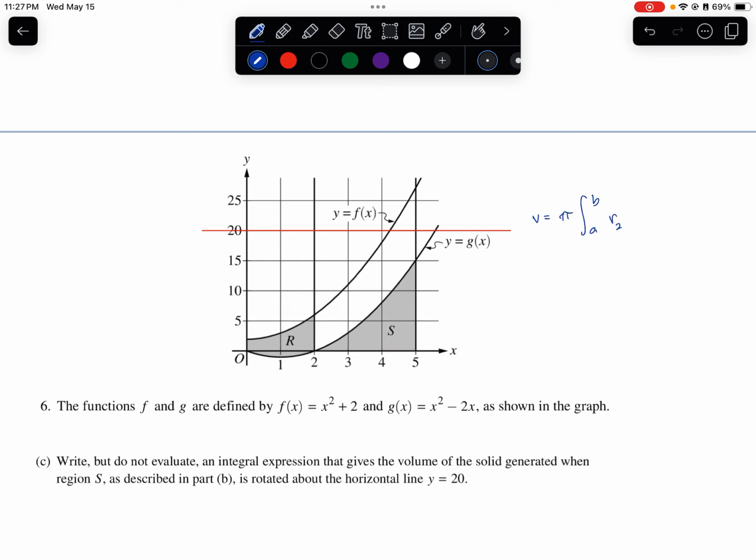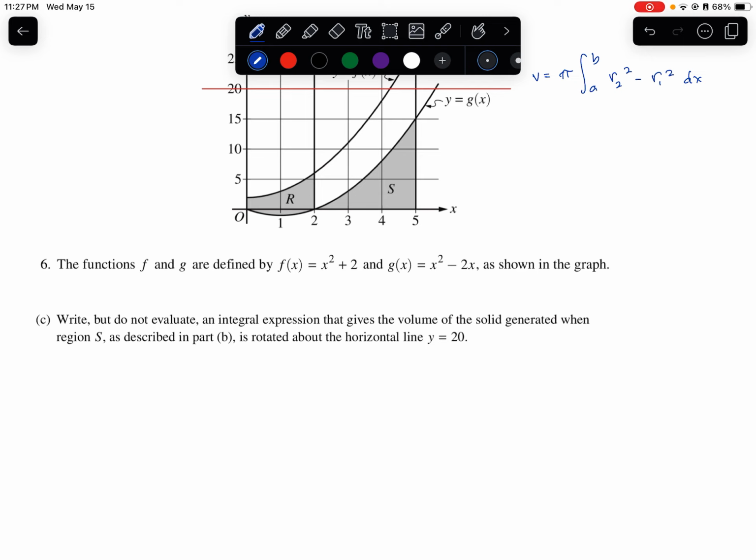So the outer radius, when you're using washer or disk method, always measure your radius from the axis of rotation. In this case, here's our axis of rotation, at y equals 20. So the radius from here to the outer part of where we're integrating is 20. That is my outer radius. So the volume is going to be equal to pi times the integral from 2 to 5 of 20 squared, and then we're going to subtract.